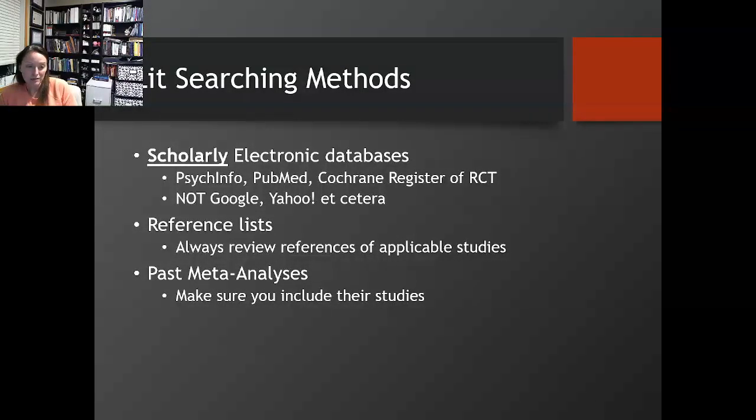And then past meta-analyses. So let's say that you're researching a topic that's already been done before, and you're looking at that topic from a slightly different angle. Unless there are very specific criteria set for your meta-analysis, you'll want to make sure that you include the studies that they examined as well. Otherwise, you could be missing huge pieces if you're trying to summarize literature in the same topic area that a previous researcher also summarized.